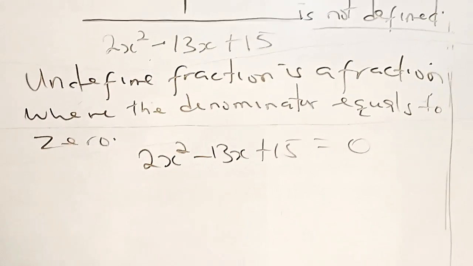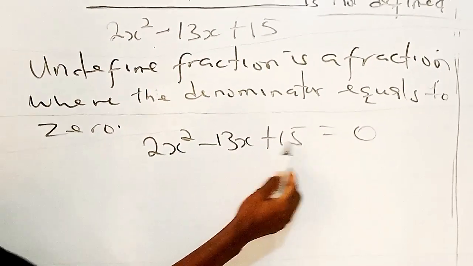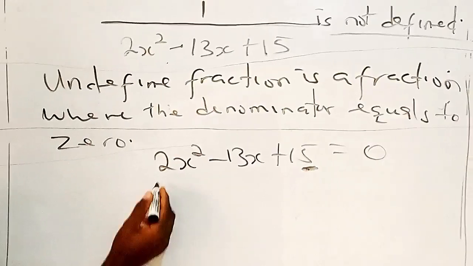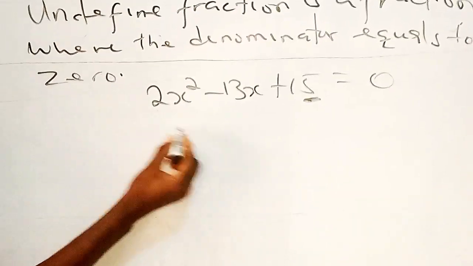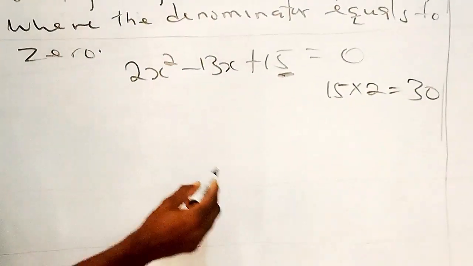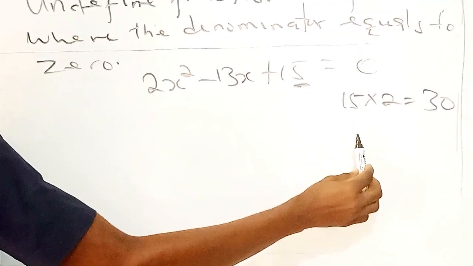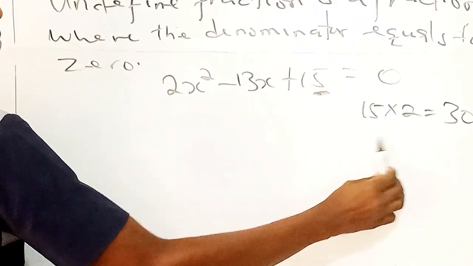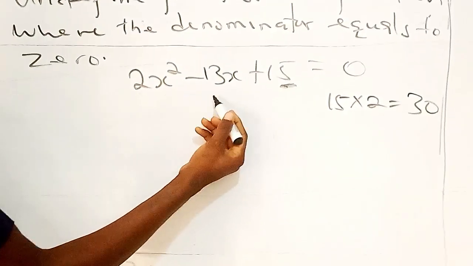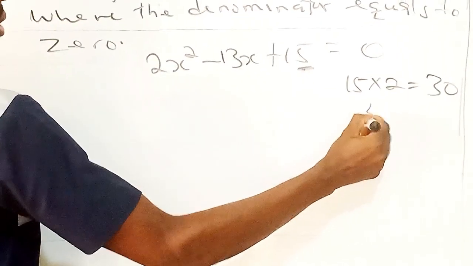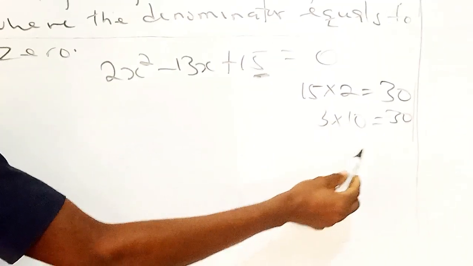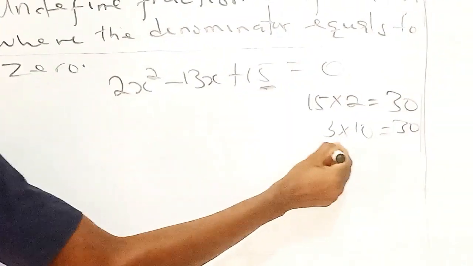Okay, so the next thing we can do now is to factorize. And how do we factorize? The simplest way of doing that is to take this constant and multiply it by the coefficient of x squared, which is 2. So we say 15 times 2, we have 30. The idea behind factorization is for us to look for two factors of 30. When we multiply them together, we have 30, and when we sum them up, it gives us this middle number here. So I can say 3 times 10 is 30, 2 times 15 is 30, 1 times 30 is 30. So I can work with this.